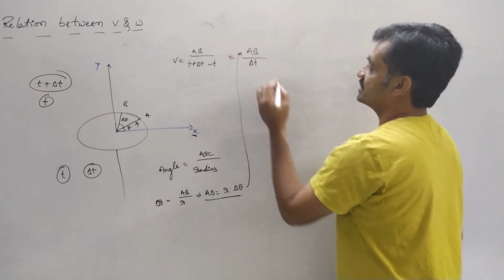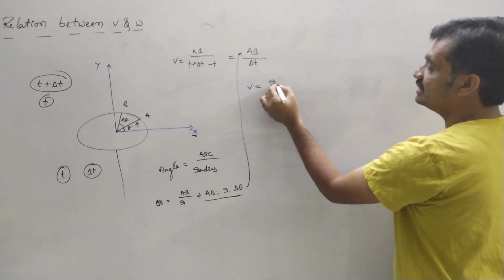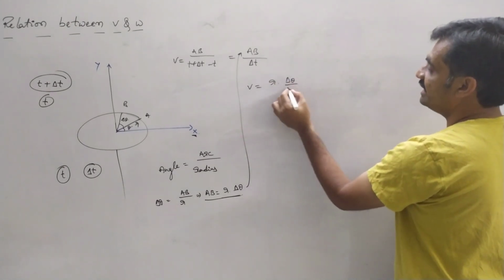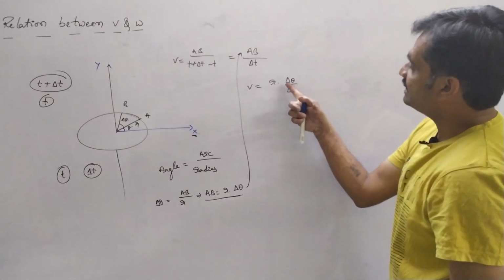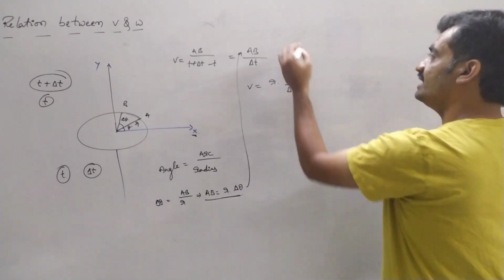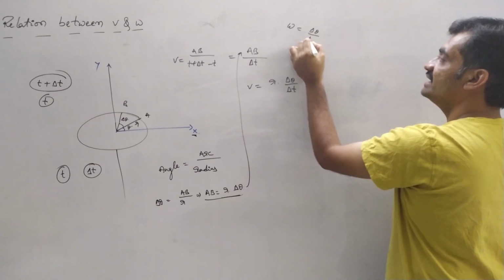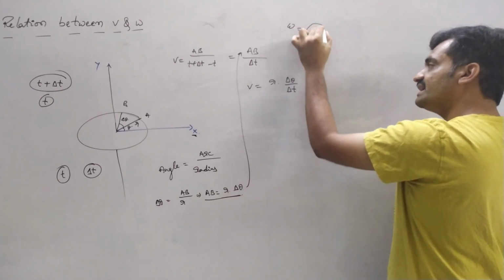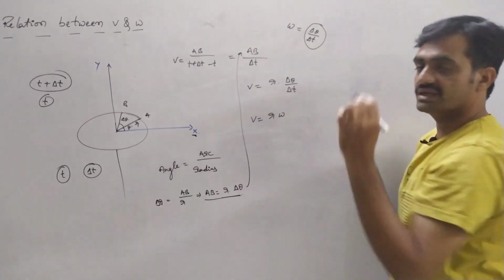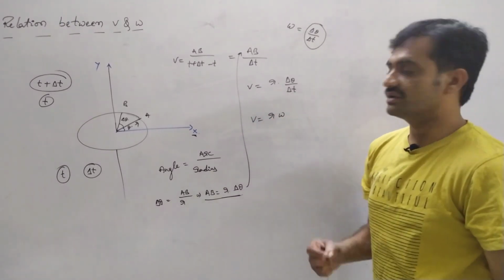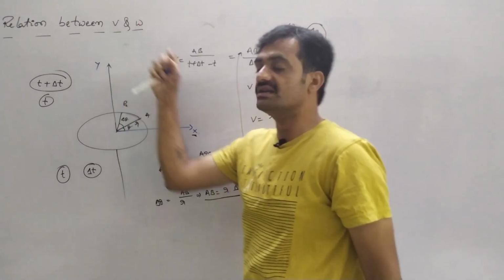Substitute this value in this equation. Then here we have linear velocity V equals r into delta theta by delta t. And here we know that delta theta by delta t is nothing but angular velocity, where we know that omega equals delta theta by delta t. So in the place of delta theta by delta t, we can substitute omega. Then here we have V equals r omega. So this shows the relation between linear velocity as well as angular velocity.